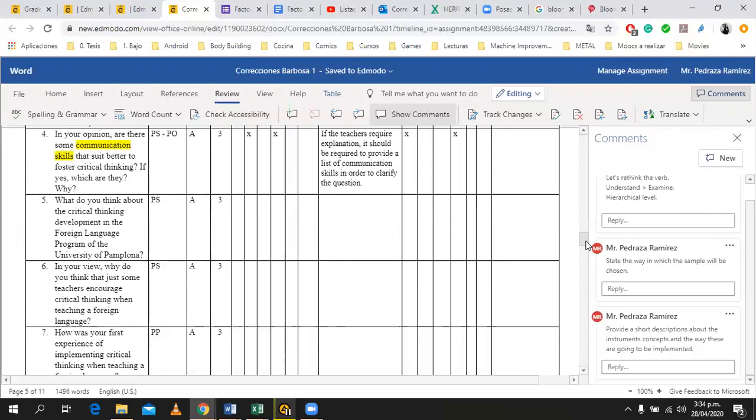Okay. Okay. So number five, what do you think about the critical thinking development in the oral skills, okay? Now, no problem with this because maybe they have some ideas on the way this critical thinking has been implemented right here at the program at the bachelor degree.